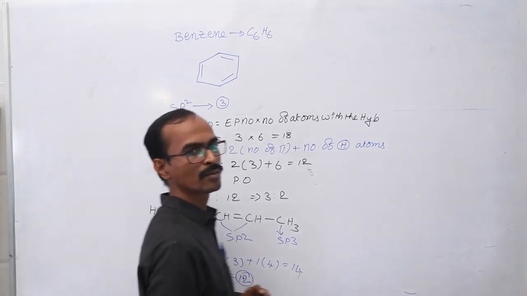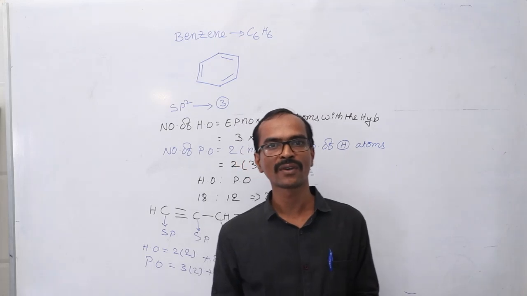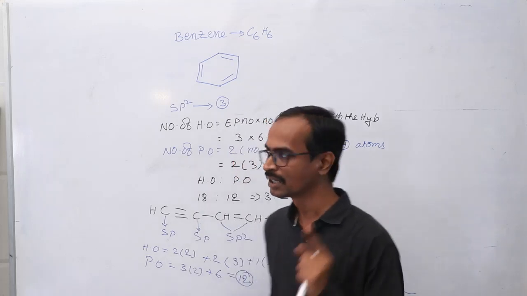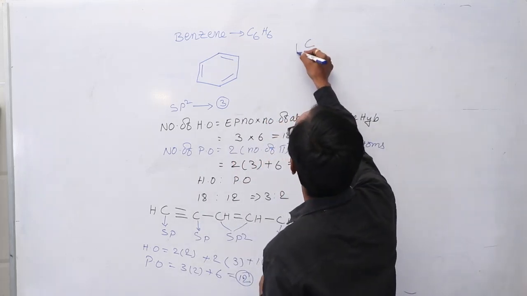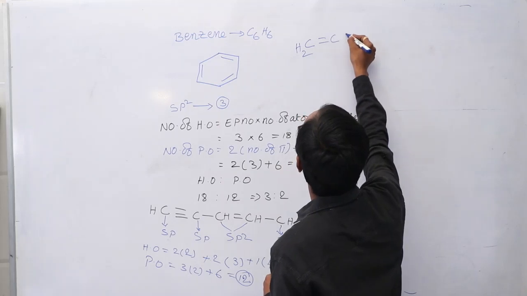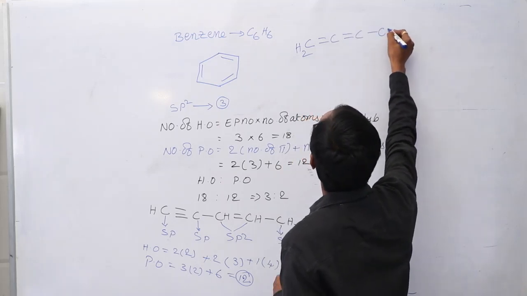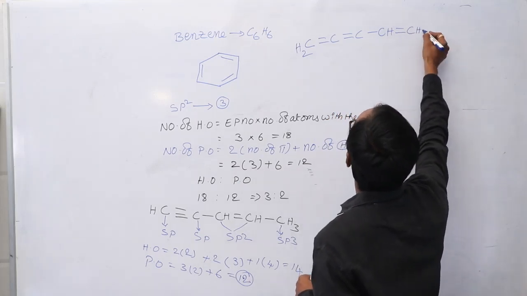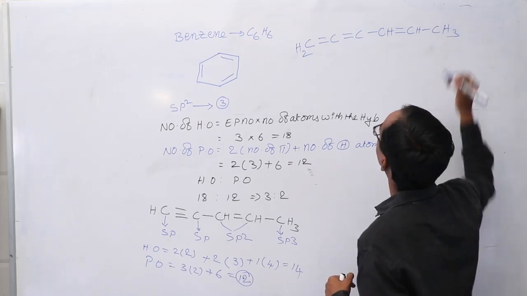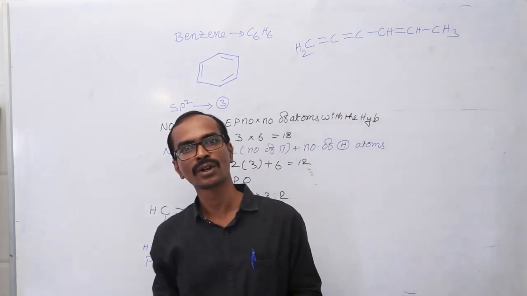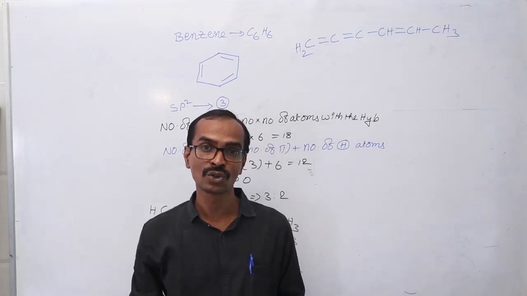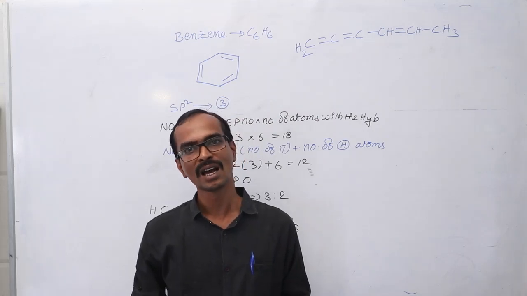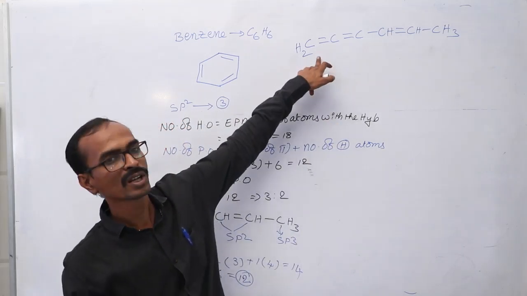So I will give you another molecule. Please try to find the number of hybrid orbitals and pure orbitals in this molecule. Will you do it? Try to do it. CH2 double bond C double bond C, CH double bond CH, CH3. This is the molecule. For that molecule, try to find the hybridization of each carbon atom and the ratio of the number of pure orbitals and hybrid orbitals. Please note down this molecule, my dear friends.